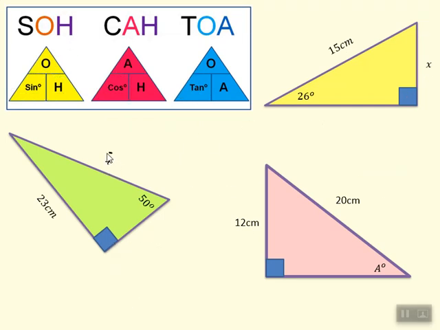So in this one, we're asked to work out this side here. Now, first of all, let's label it correctly. So this is the right angle. So this would be the hypotenuse. In the future, I'm just going to write H. Now, this is the angle we're working with.